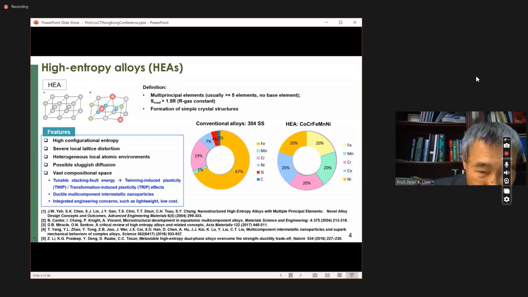Here at City University, we certainly like to have this integrated engineering concern, such as whether we can develop lightweight and low-cost materials. If we want to contrast stainless steel and high-entropy alloy as shown here, 304 stainless steel has about 67% iron, 2% manganese, 19% chromium, 7% nickel, and 4% silicon.